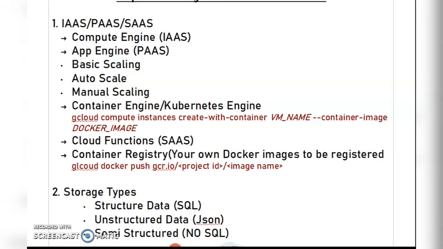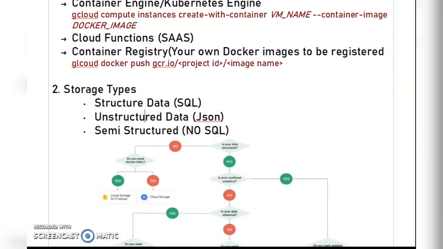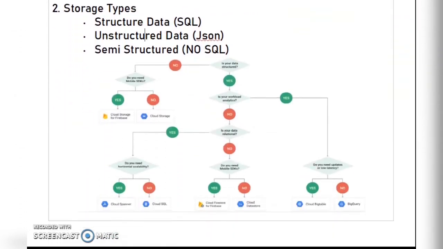Moving to the next, the second topic is the storage types. You should be familiar with the data which is supported by Google Cloud. The first one is structured data, the second is unstructured data, and the third is semi-structured data. Google offers you a variety of storage types for storing your data.